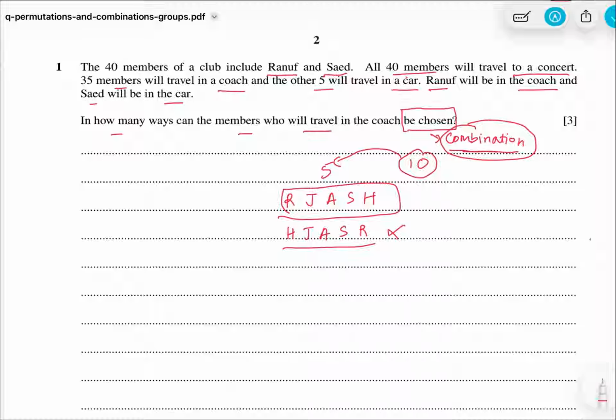Now, think about it. Think with me. How many people are left to be chosen? There were 40 members. 38 are left because 2 are already fixed. We're not talking about them. Out of 38, how many can come in this coach? 1 is already fixed, so 34 can come. All right, 38C34. Yes or no? Times it by, why are we multiplying? Because simultaneously they are going in the car as well. How many are remaining here? Only 4 are remaining because 1 is fixed.